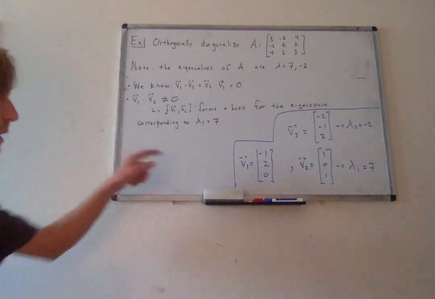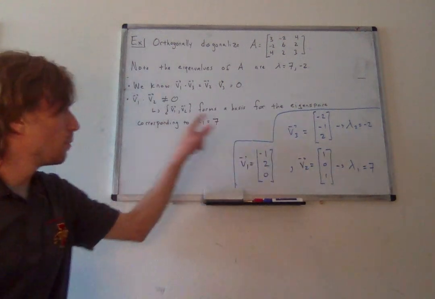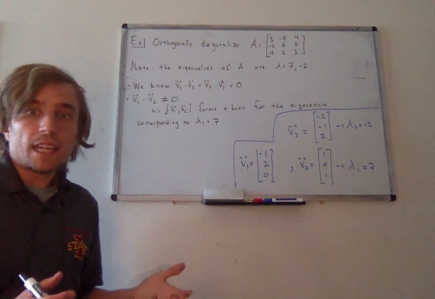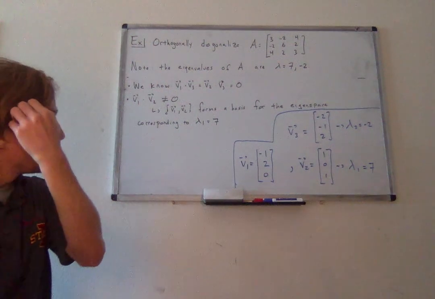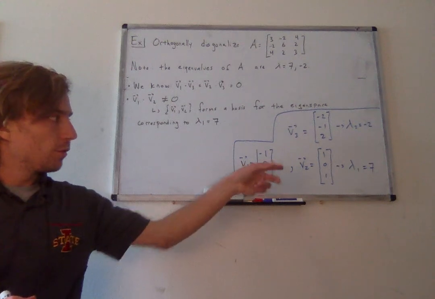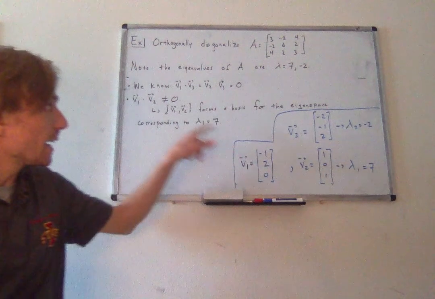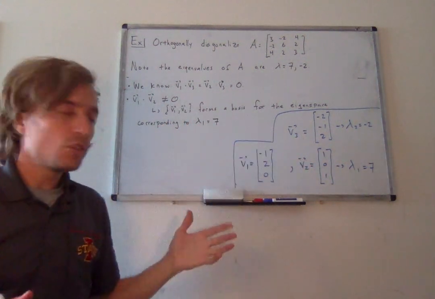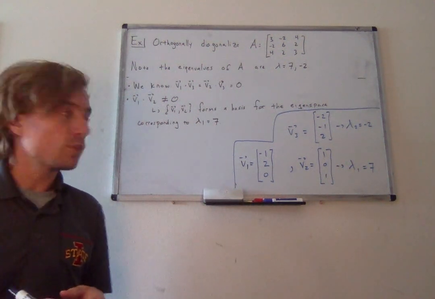Right? And remember, what that means is that any linear combination of these two vectors must be a vector in the eigenspace for lambda 1 equals 7. And that, in fact, every vector must be a linear combination, right? That's the definition of being a basis. So I've got a basis for this eigenspace. I know that every vector in this eigenspace corresponding to 7 must be orthogonal to v3. So all I need to do is find two mutually orthogonal eigenvectors for lambda 1 equals 7.